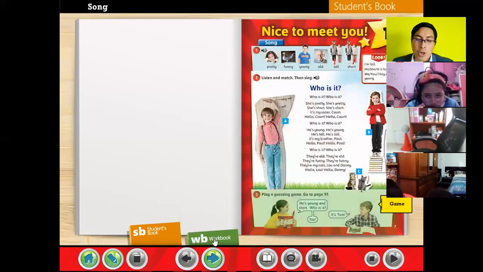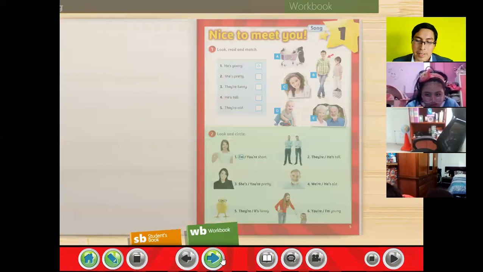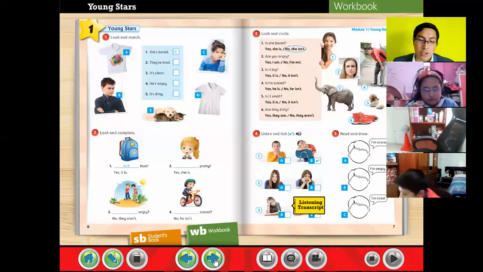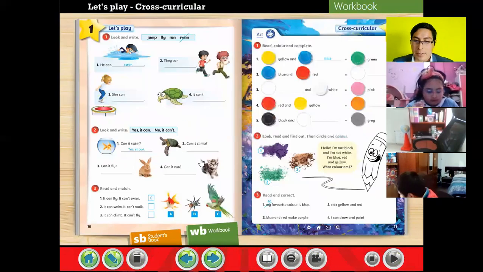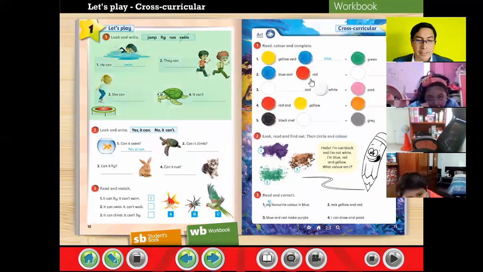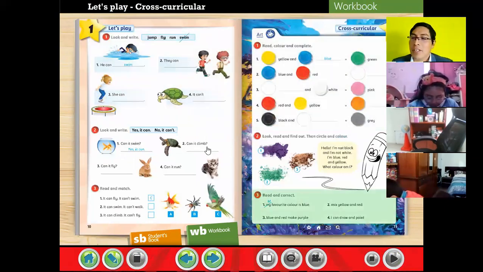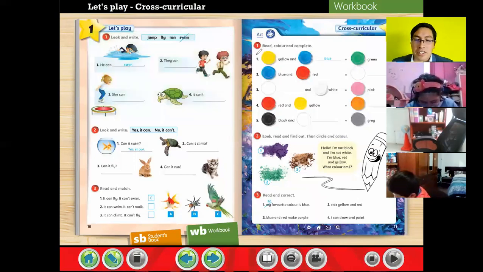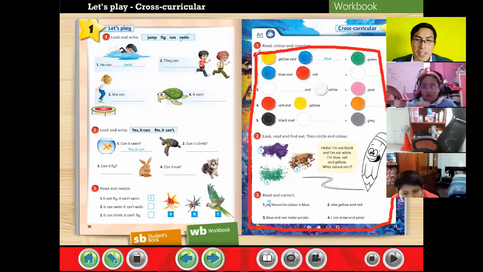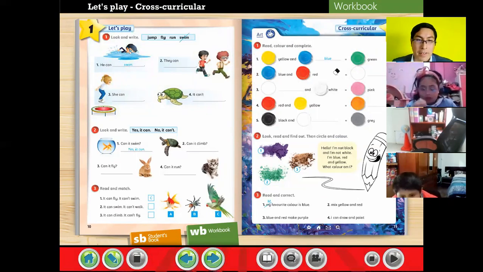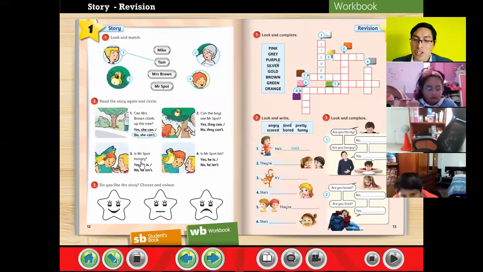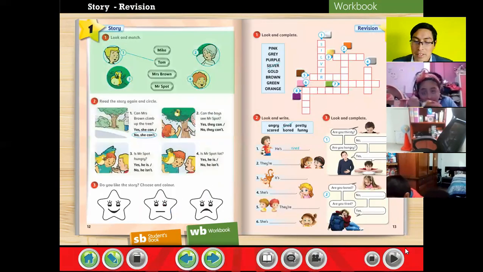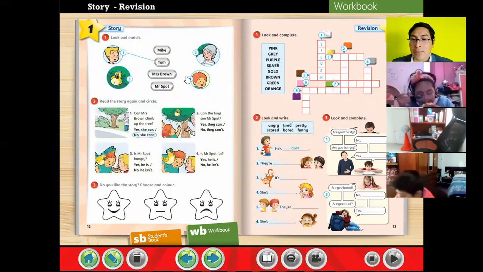Please open your workbooks. Let's go to page 12, no? We talk about can, no? The colors also. My friends, help me. My friends, did we finish this activity? Yes. Okay, yes. My friends, thank you. Let's go to page 12. This is page 12, then 13 and 14.